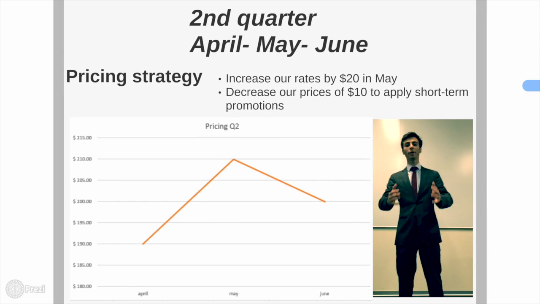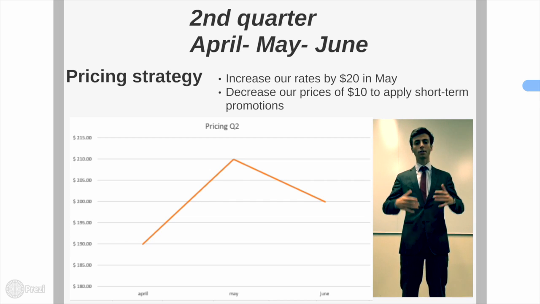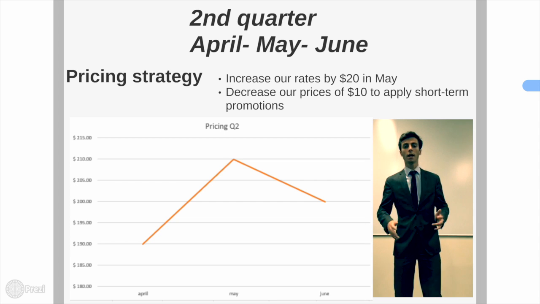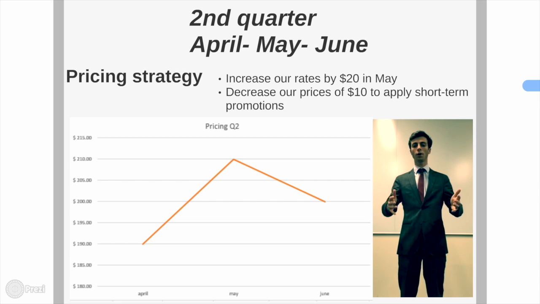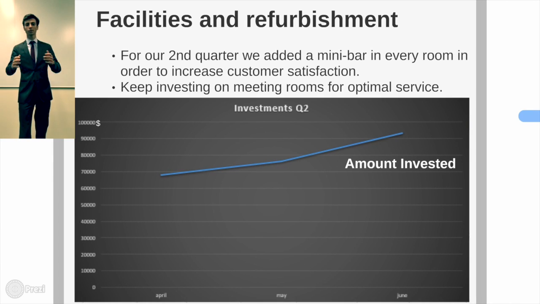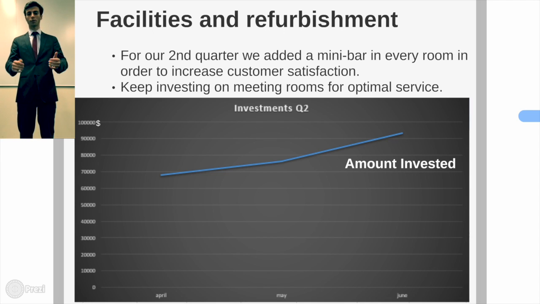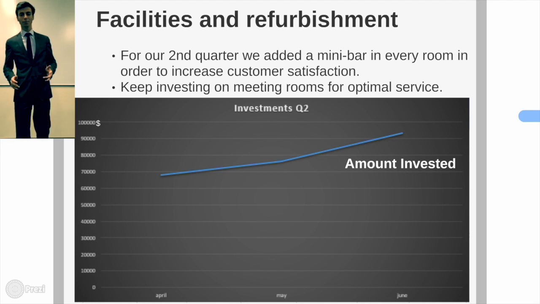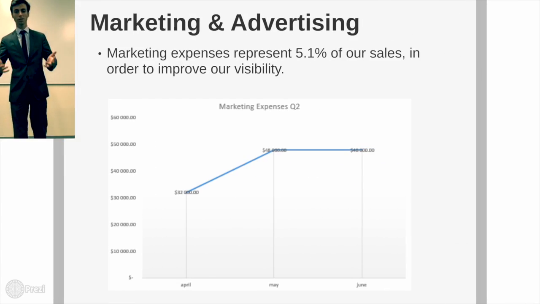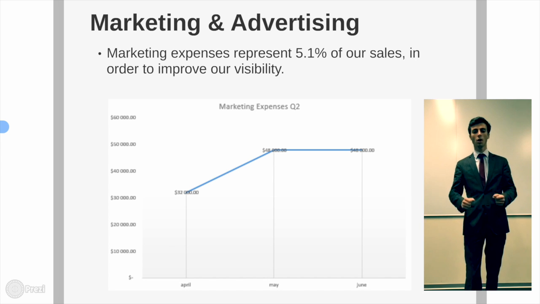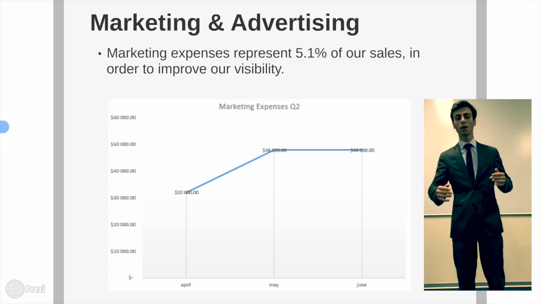Concerning pricing, at the beginning of the quarter, we did not change our rates. We then increased them up to $210 in order to increase our ADR index. At the end of the quarter, we decreased our fares down to $200 as we tried to capture most of the market share. Concerning investing, we spent a total of $33,500 in refurbishments. We added a minibar, which is highly demanded by our target customers. We need to keep investing regularly in order to stay competitive. Concerning marketing expenses, we chose to advertise on weekdays for the customers we targeted, that is to say, transients and groups.